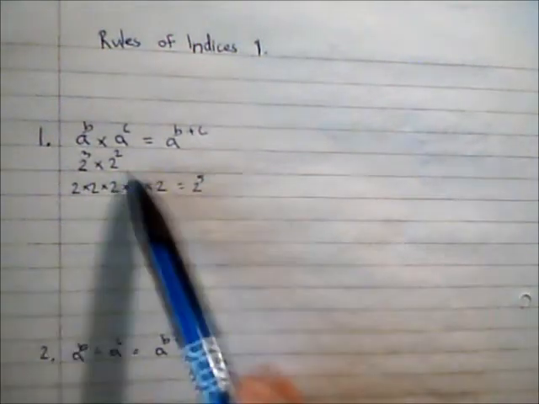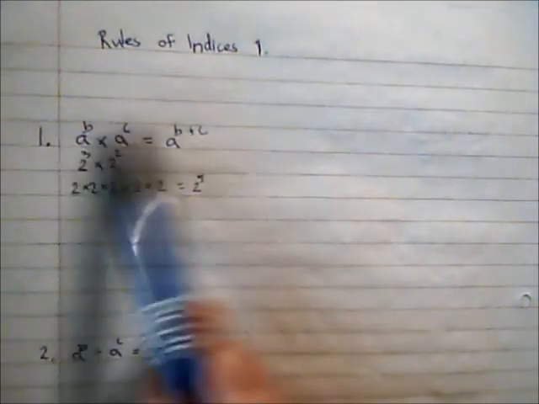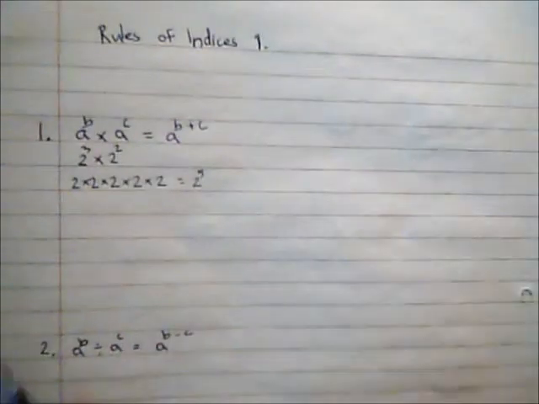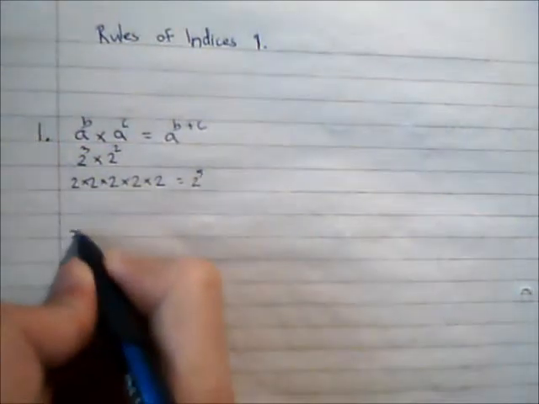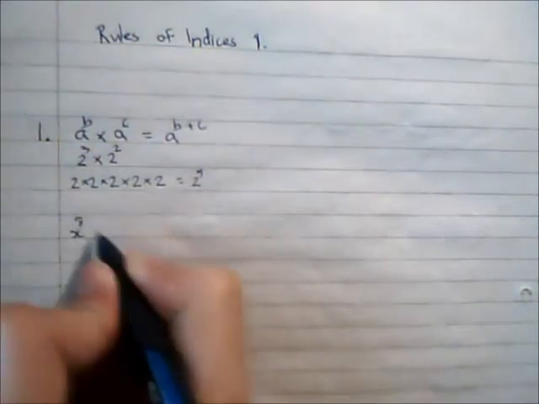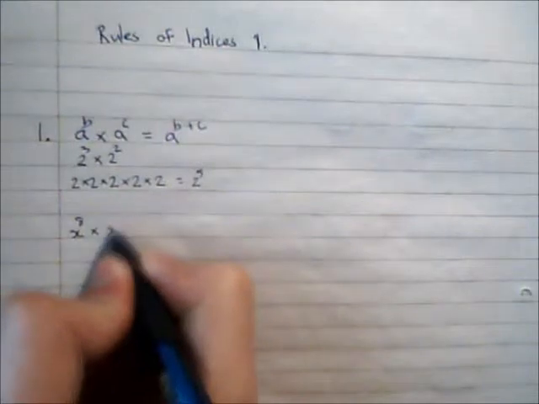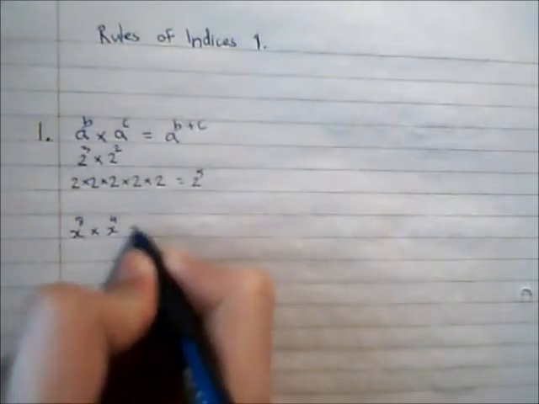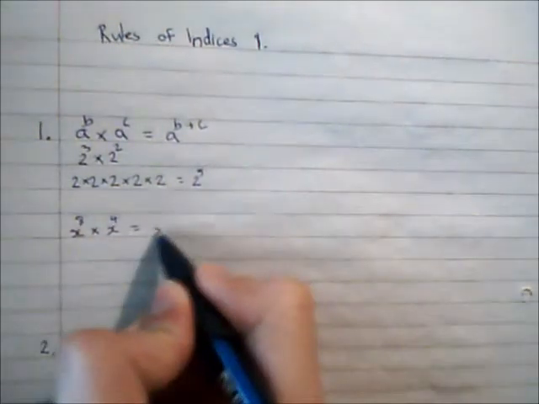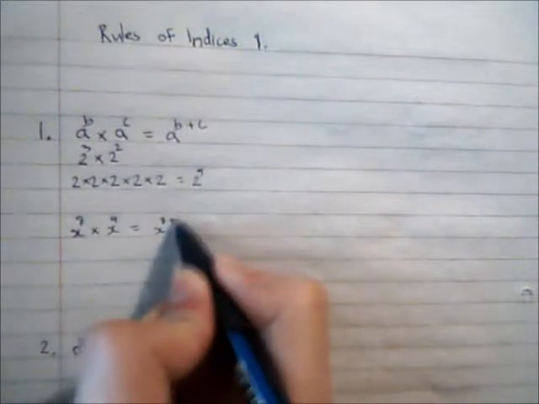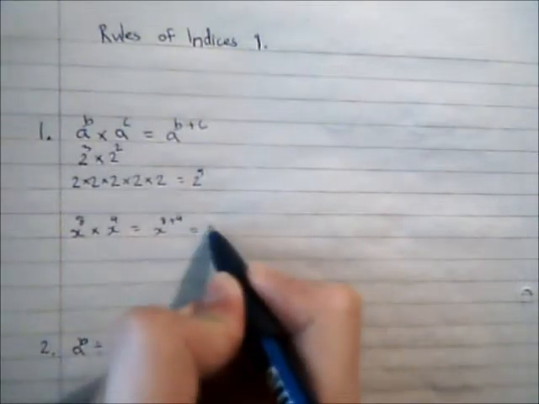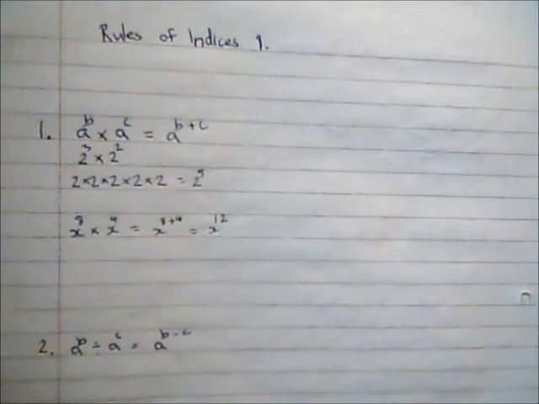And we can do this far more simply by using this rule at the top. So how could I use that to simplify expressions such as x to the 8 multiplied by x to the 4? Well, I can simply add those two powers together and rewrite it as x to the power of 12.